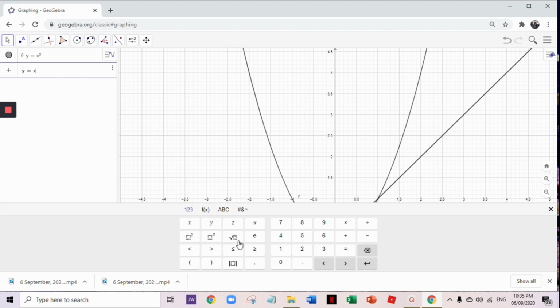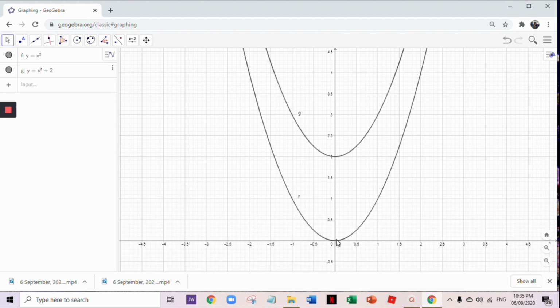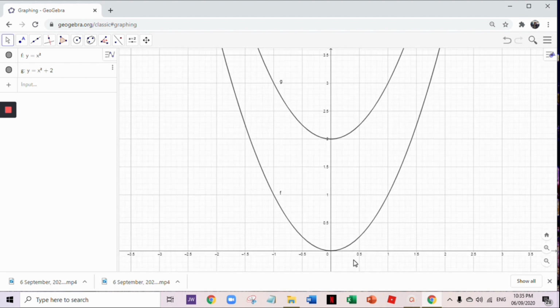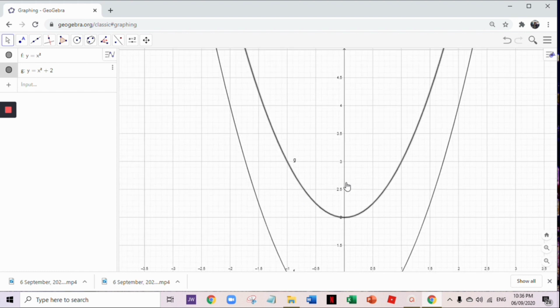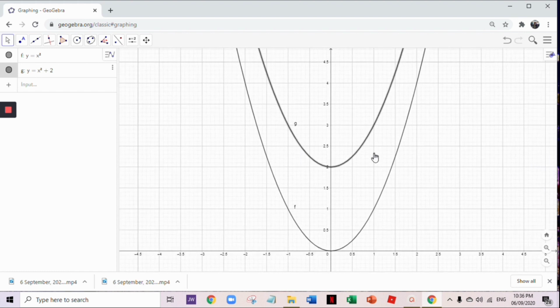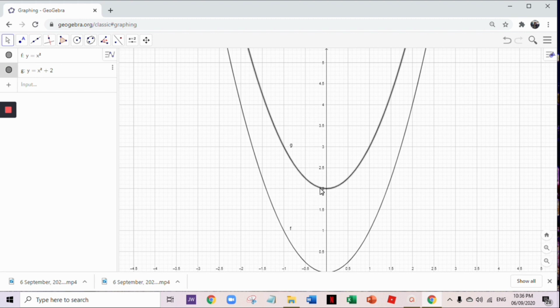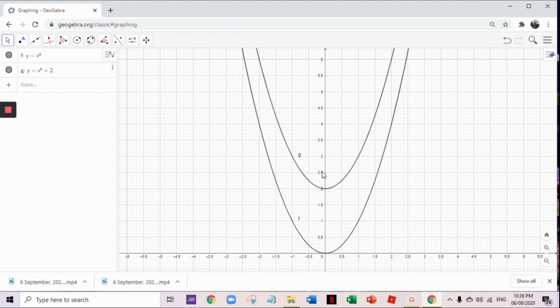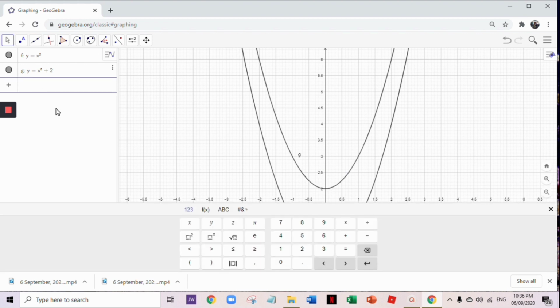Next, try natin another function ulit. Y is equal to x squared plus 2. Yan. Ang vertex natin ay 0 and 2. Wala tayong h, diba? Kaya 0 and 2. Ito yung ating graph para sa y is equal to x squared plus 2. Ayan. Ayan yung graph natin. Yung isa, parabola, is yung graph ng x squared.